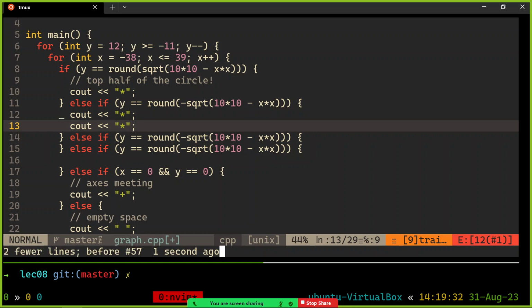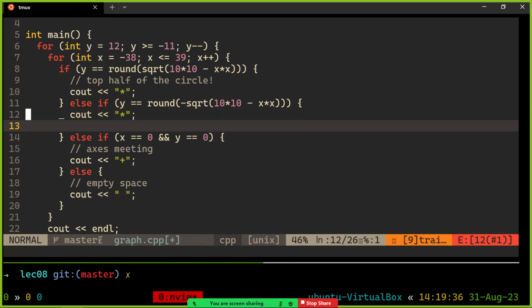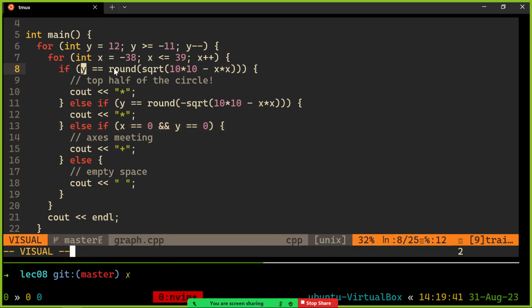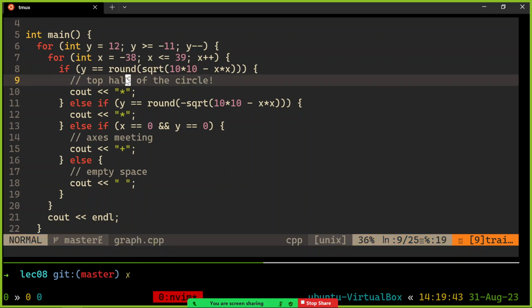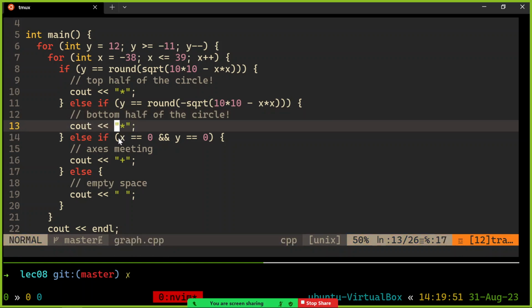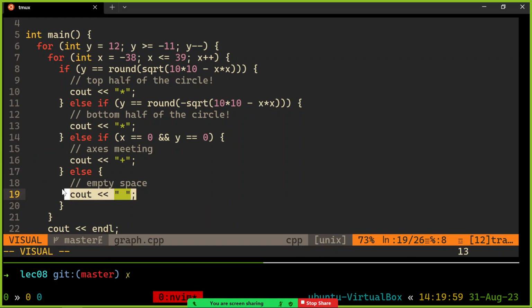There's some lag today. Okay, so if it's in the top half, print a star. Otherwise, it might be in the bottom half. Check that too. Print a star if that's true. Otherwise, maybe it's the axes meeting. Print a plus sign to show that. If none of that's true, just print an empty space so that we're ready for the next coordinate. All right, so that's the new code.